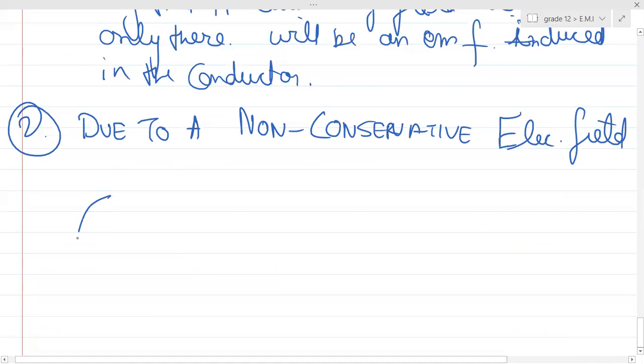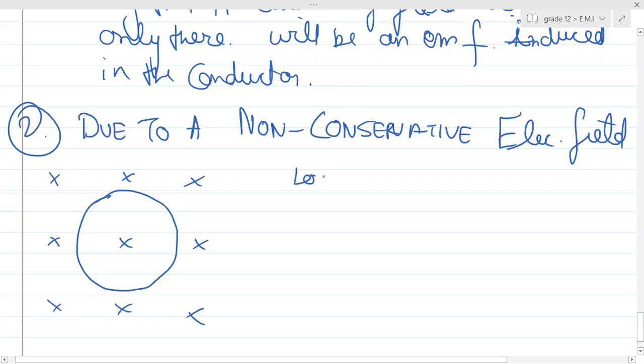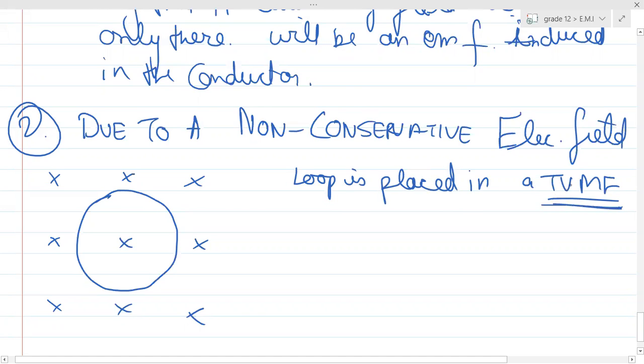Suppose this is a loop. Guys, can you see a loop? Suppose this loop is at rest and placed in a time varying magnetic field. What do you mean by time varying magnetic field? The magnetic field will vary with time, right? Yes or no? So this is a loop which is placed in a time varying magnetic field.